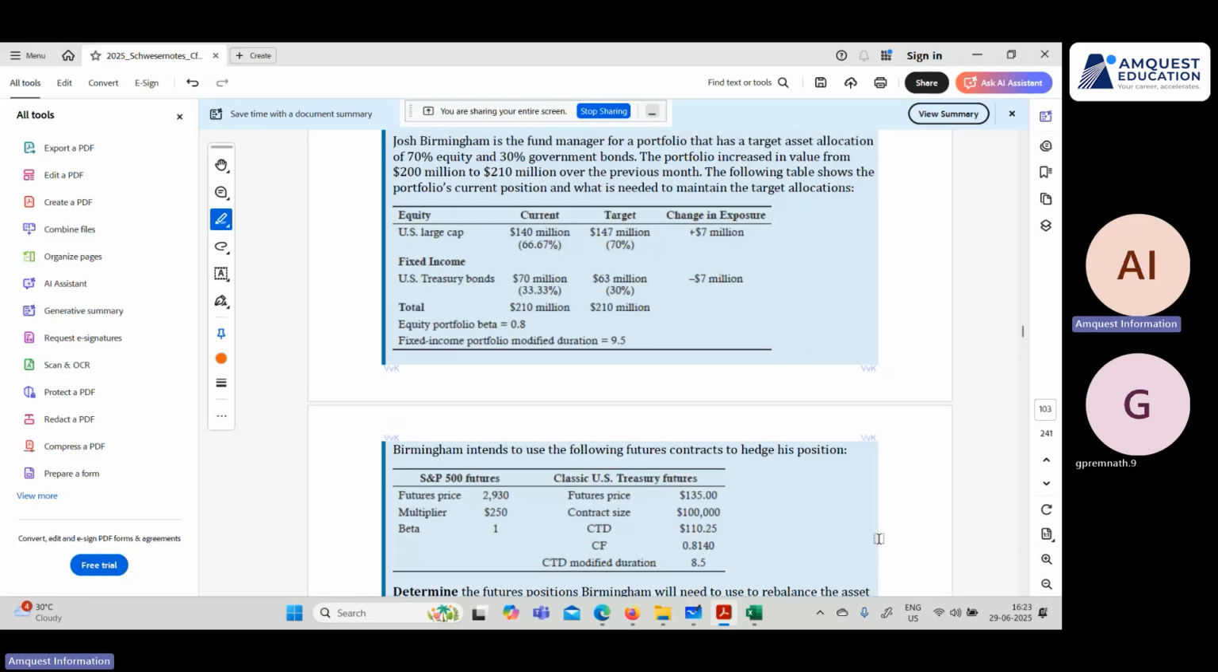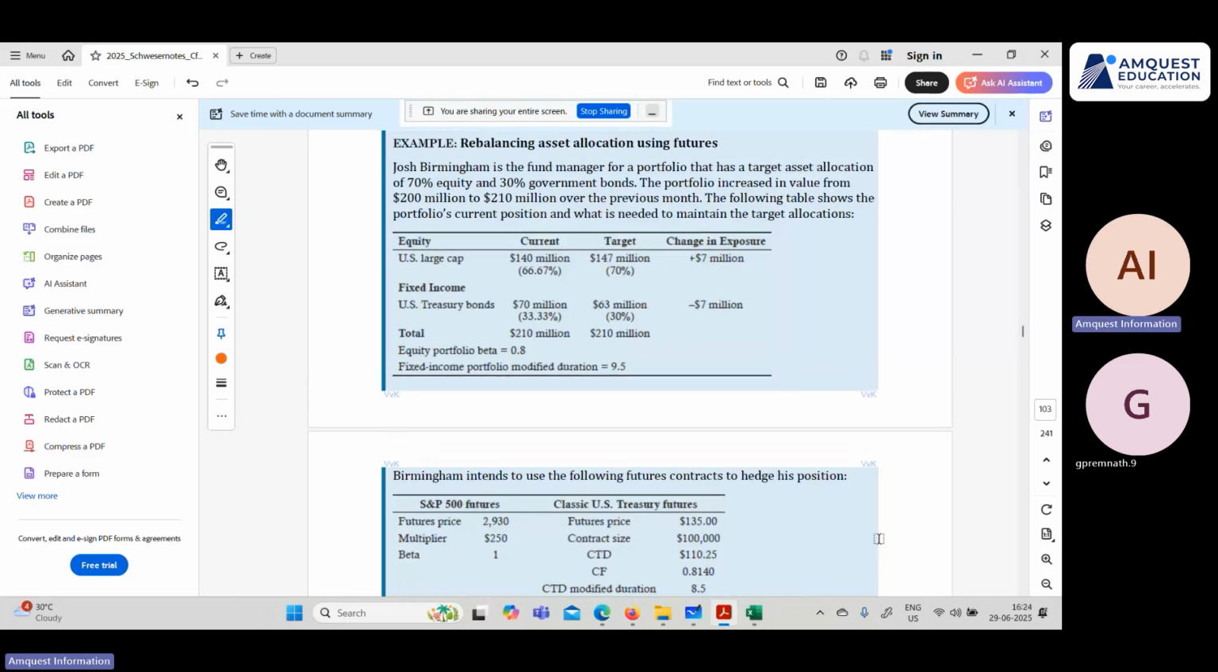Okay, let's just look at this. So it says Josh is the fund manager for a portfolio that has a target asset allocation of 70% equity, 30% bonds. So they say the portfolio increased in value from 200 to 210 over the previous month. That's how he really wants to shuffle, and what is needed to maintain the target allocation.